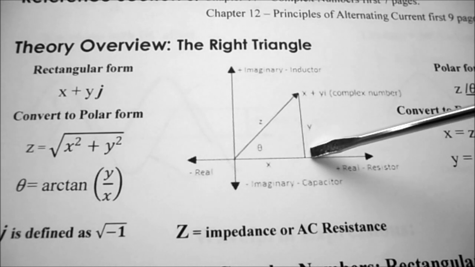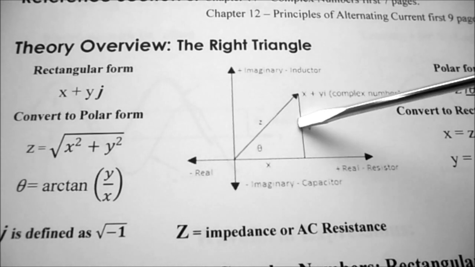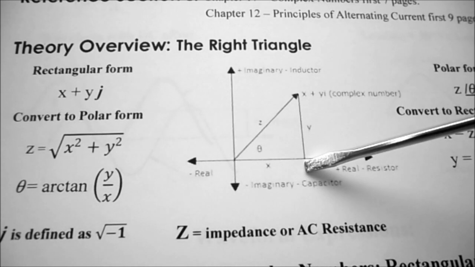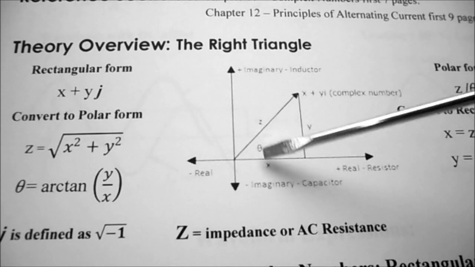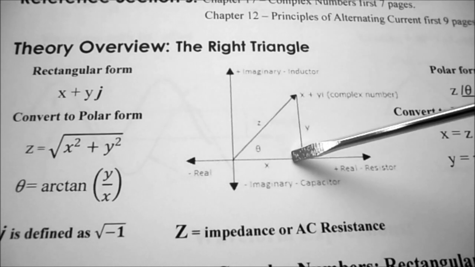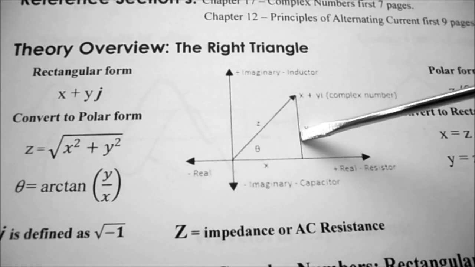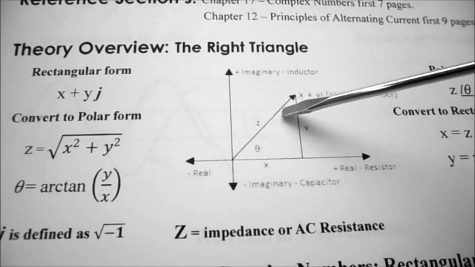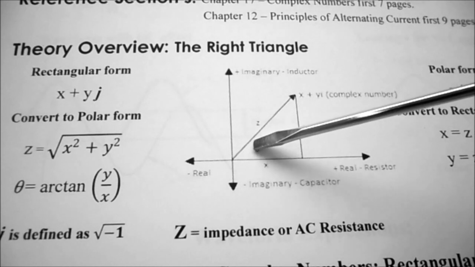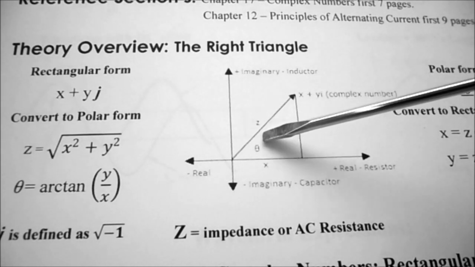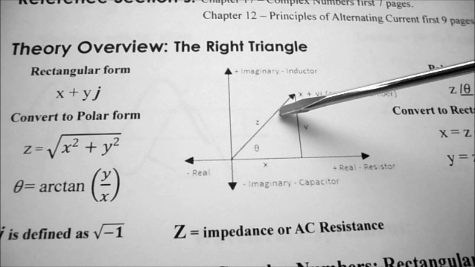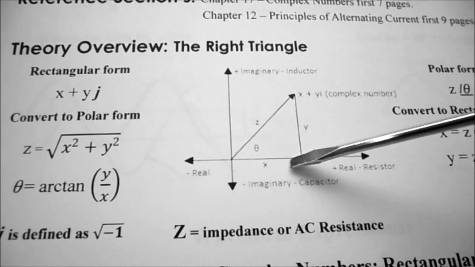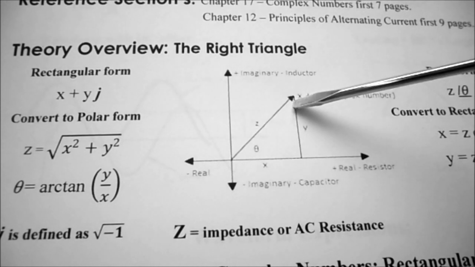So if it's an inductor, it's going to be plus 90 degrees. If it's a capacitor, it's minus 90 degrees. You can see we have the x, the real part, the y, the imaginary part, and we have the z, which is the resultant, and in AC circuit, Z stands for impedance or AC resistance. It's the resultant of X and Y.